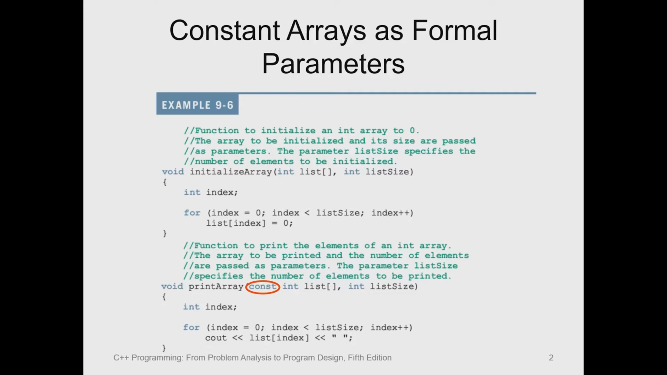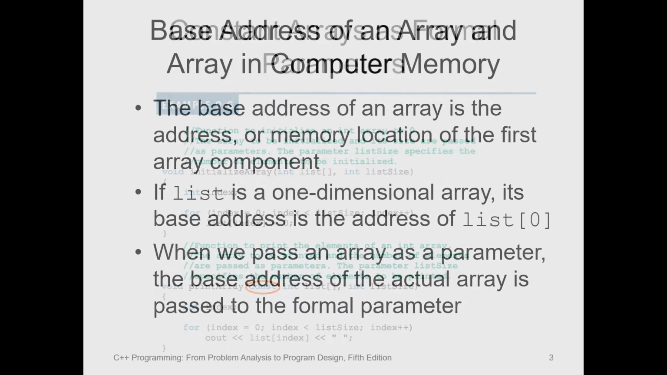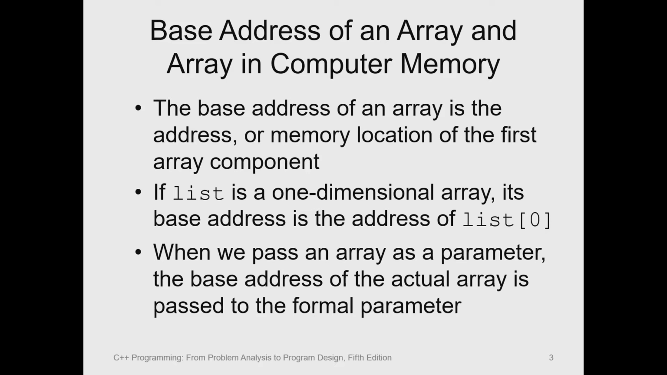The base address of an array is the address or location of the first array component. So please take note that we always start the first array component in position 0. Let's say, for example, we have an array named list in one dimension, its base address is the address of list subscript 0, meaning that is the first position or the first address of the location. When we pass the array as a parameter, the base address of the actual array is passed to the formal parameter. So when we pass it with list subscript 0, it will be passed to the formal parameter as the base address of list subscript 0.